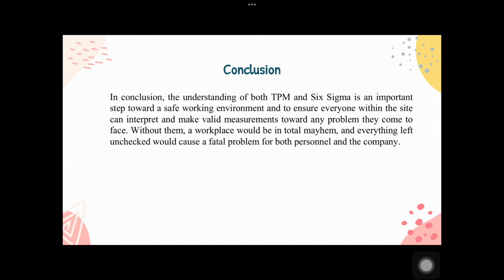Conclusion. In conclusion, the understanding of both TPM and Six Sigma is an important step towards a safe working environment and to ensure everyone within the site can interpret and make valid measurements towards any problem they come to face. Without them, a workplace would be in total mayhem and everything left unchecked would cause a fatal problem for both personnel and the company.